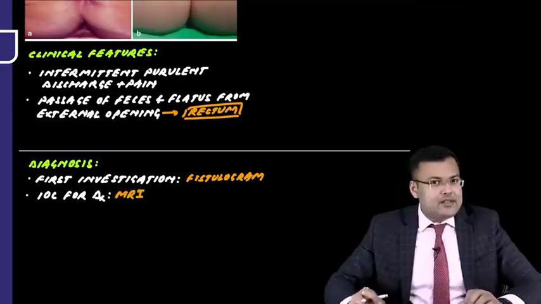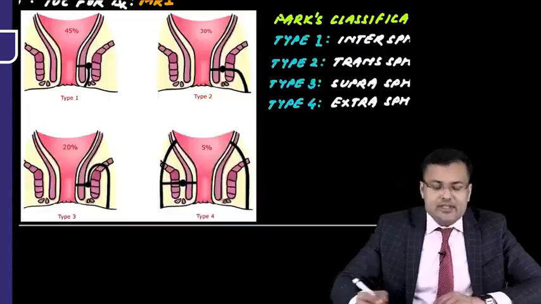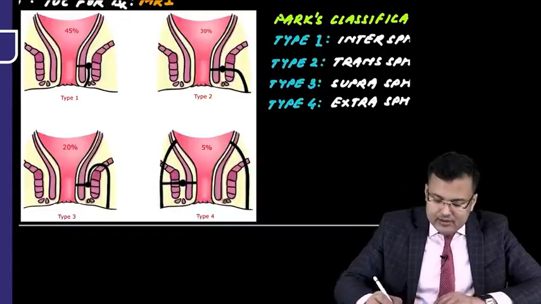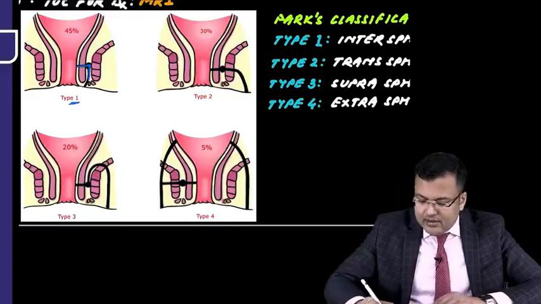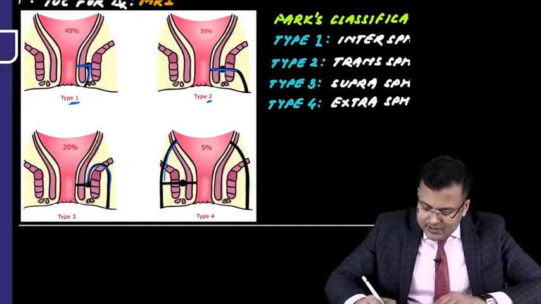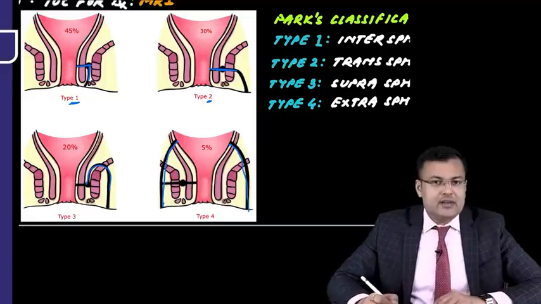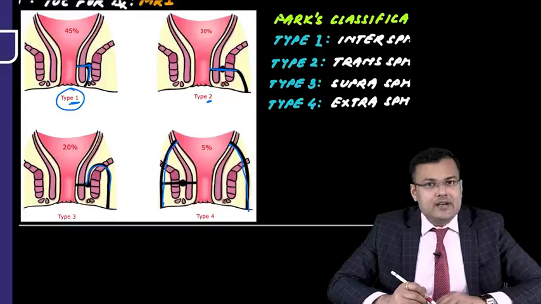There is a classification system for fistula in ano known as Parkes classification. In this image, you can see type 1, that is intersphincteric. Type 2 is transsphincteric. Type 3 is suprasphincteric. And type 4, you can see here, is extrasphincteric. Which one is most common? Obviously type 1, which is intersphincteric.